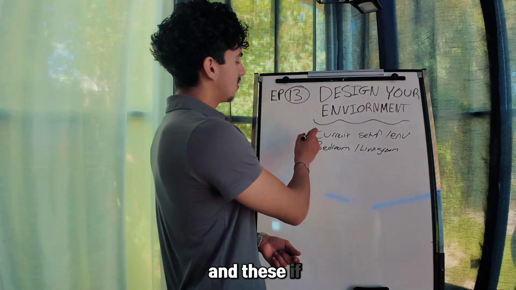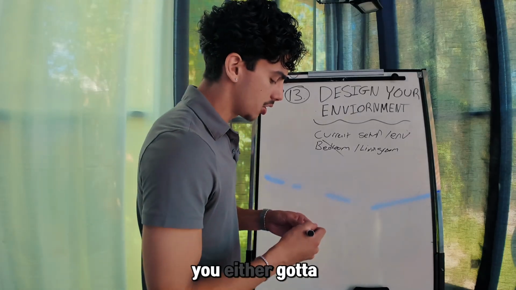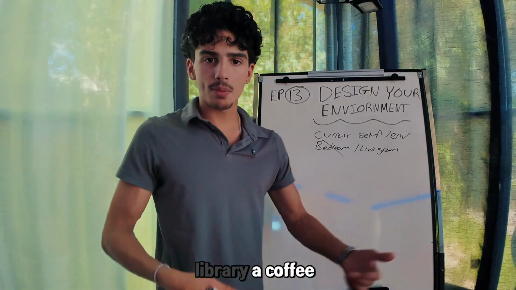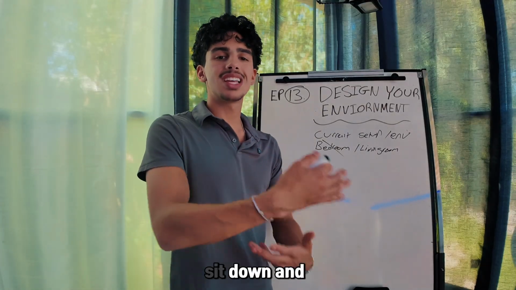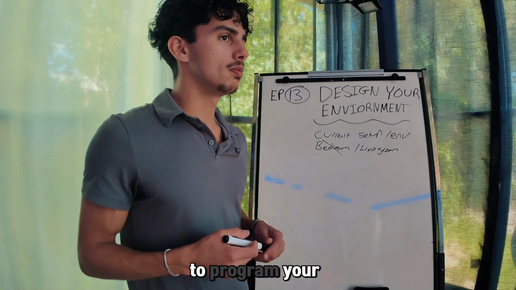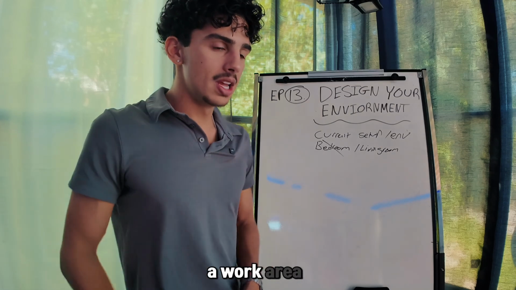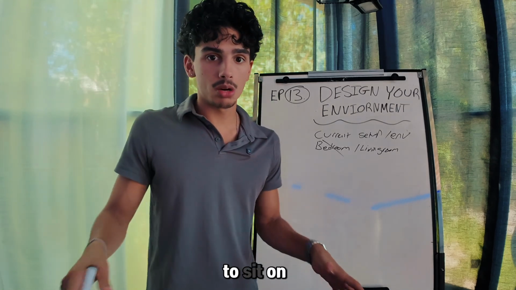And if these things are happening, you've got to change the scenery. You either have to rework your room or pick a different location to work, like a library or a coffee shop, somewhere you can sit down and get your work done, that allows you to program your brain into knowing that this area is a work area and only do work in this area. I don't come out to the sunroom to sit on my phone and scroll.